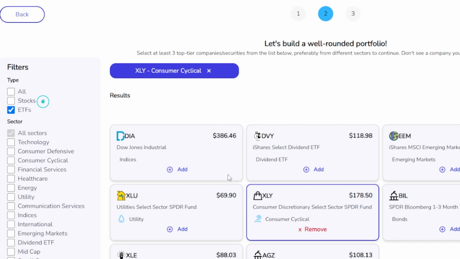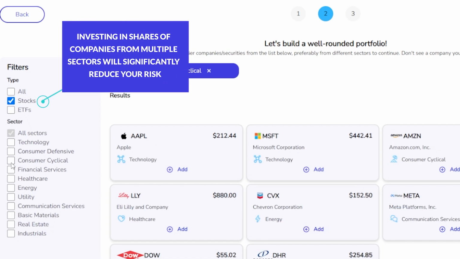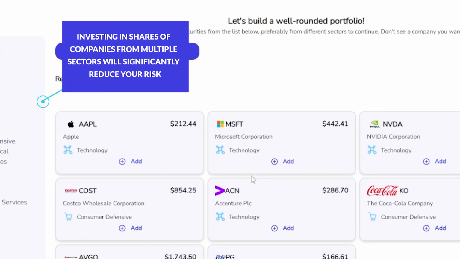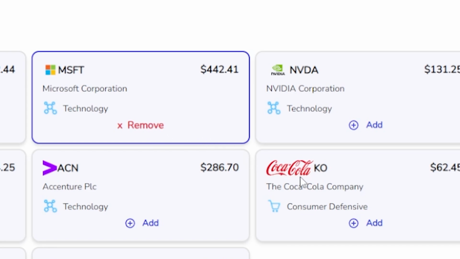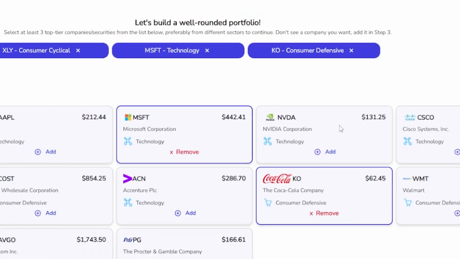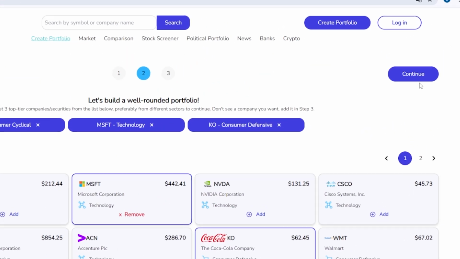If you want to invest in stocks, choose companies from multiple sectors to significantly reduce your risk. Remember to select at least 3 options to proceed by clicking Add within the box with the desired stock name. Then, click the Continue button again.